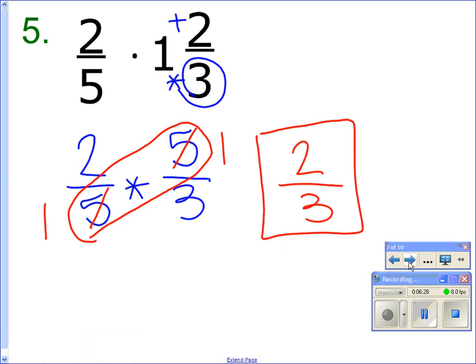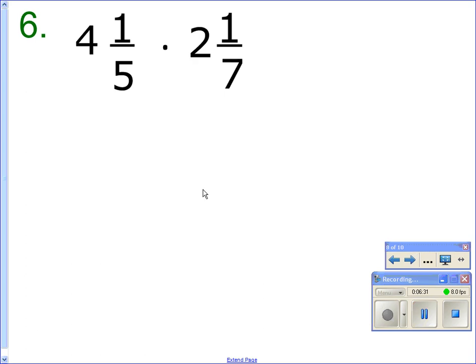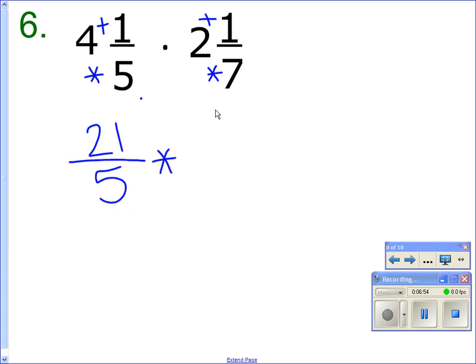Okay, so let's do another one. We have two mixed numbers now. Let's change them to improper fractions. 4 times 5 is 20, plus 1 is 21 over 5, because the denominator stays the same. Times 7 times 2 is 14, plus 1 is 15 over 7. Keep the denominator. Now we're going to cross simplify.